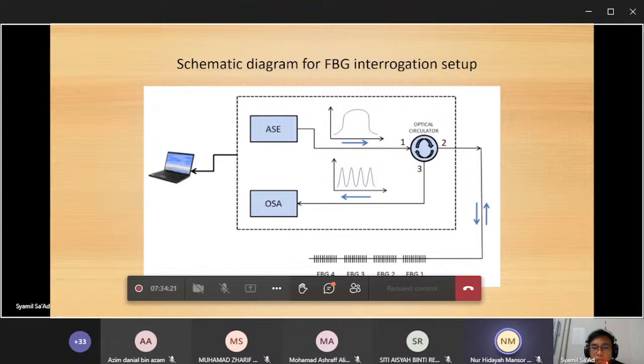So you can see ASE is a broad spectrum. You can see from this one, it's a broad spectrum. It comes to the optical circulator. We have a 3-port circulator. Port 1 will go into port 2 and port 2 will go into port 3.